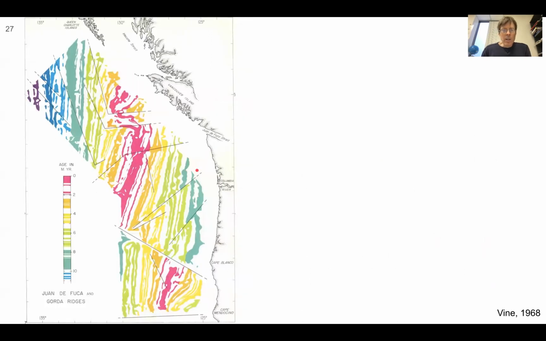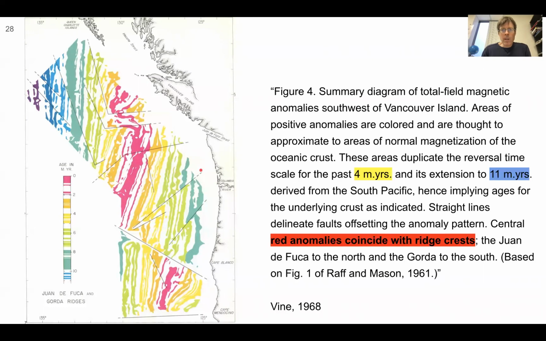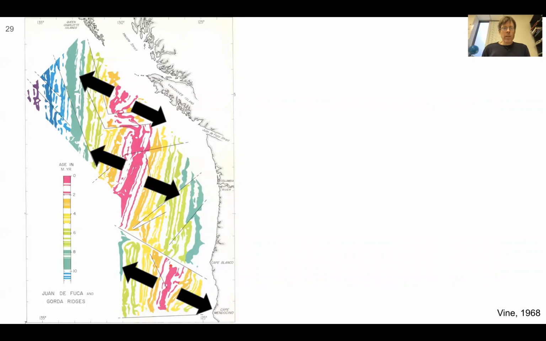That takes us back to the 1968 publication showing the figure. And really the key point now here is the age linked to the items in this field, and that the red anomalies here coincide with the ridge crest, Juan de Fuca to the north and the Gorda to the south. So we can see here, once we know where the ridges are, the active spreading ridges, we can kind of put arrows on this and start thinking about linking this to the plate tectonic setting.